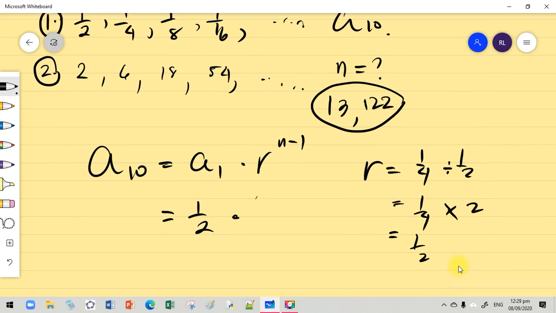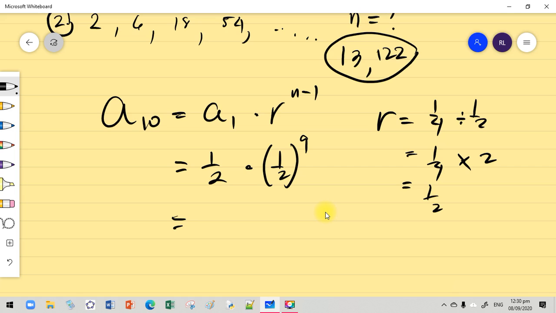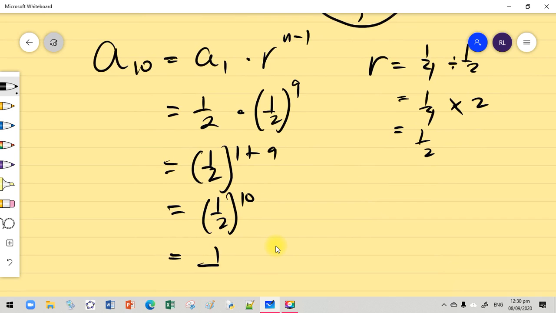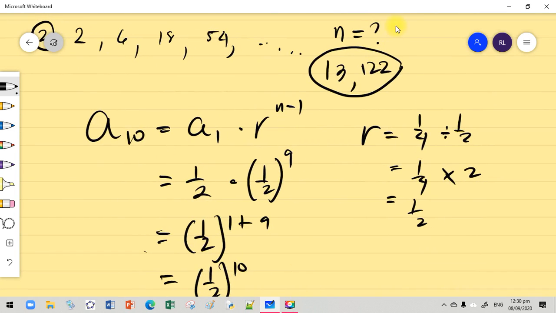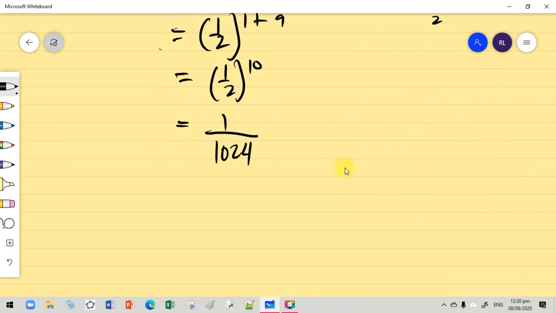So we have here 1/2 raised to n minus 1, which means 10 minus 1 will get 9. The same context as a while ago, since they are the same base, we can just say that 1/2 raised to 1 plus 9. Therefore, we have 1/2 raised to 10, and that is 1 over 1024. So if we continue this sequence, the 10th term will be 1 over 1024.